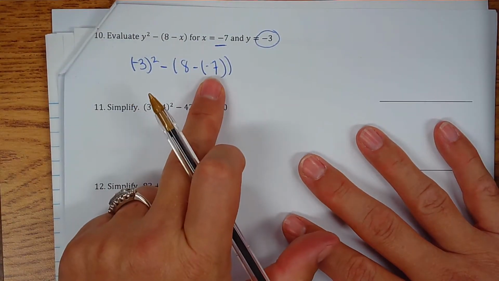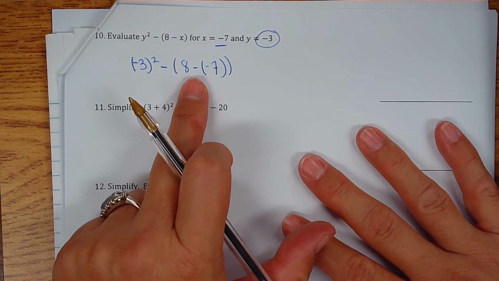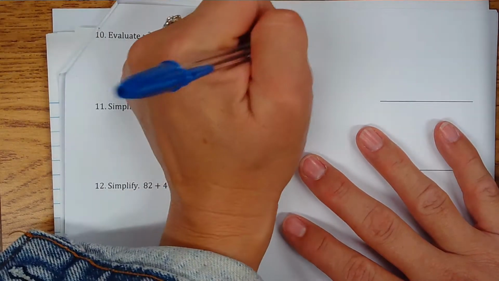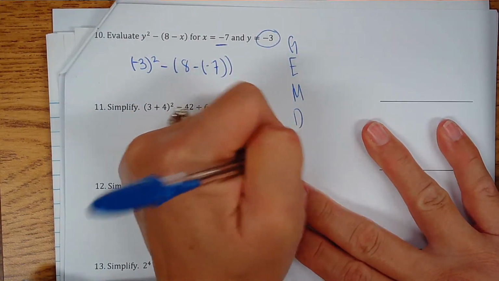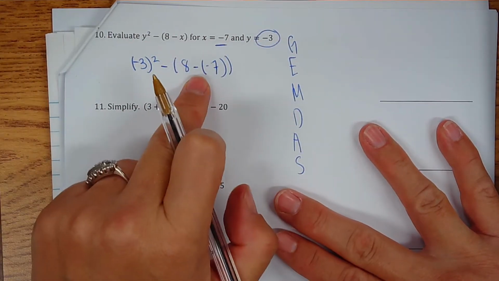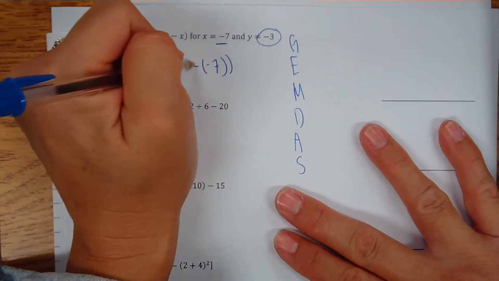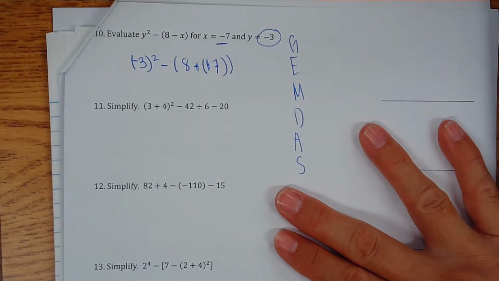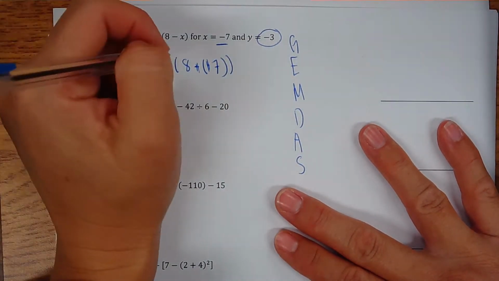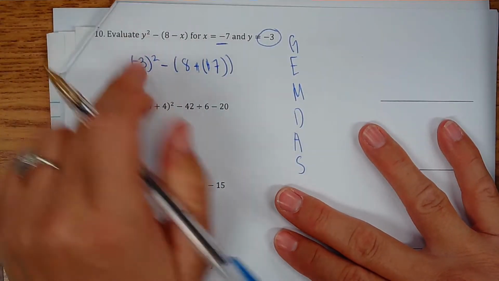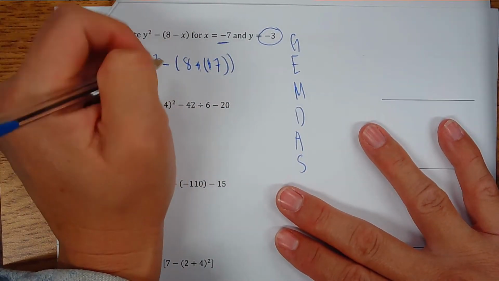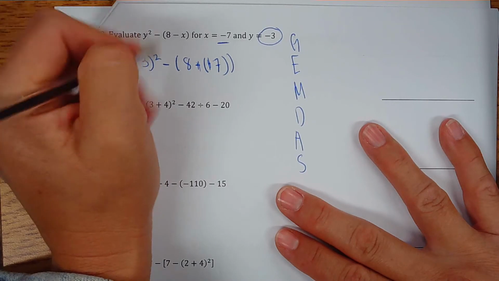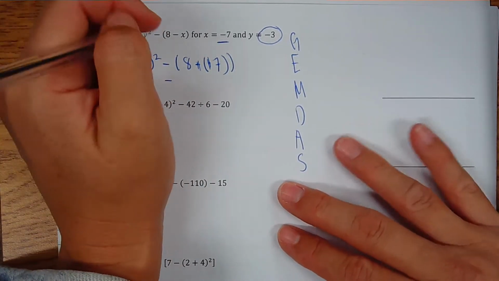So now what I'm going to do is start with GEMDAS, right? My grouping symbol. So I'm going to start right here, and I'm going to see that two negatives side by side make a positive. So you could start with these groupings too. I don't know why I started with this one. I'm feeling a bit goofy, I suppose.